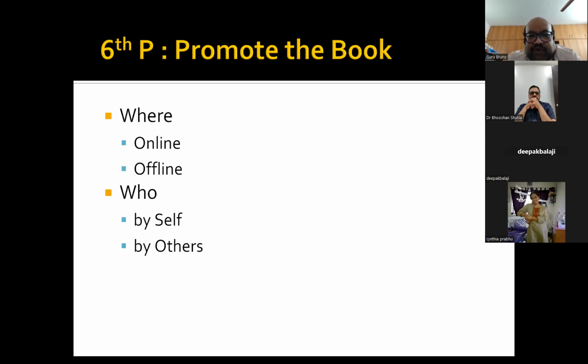Then how are you going to promote your book? What will be online promotion? What will be offline promotion? And who is going to promote your book? You can promote it yourself or you can promote by others.